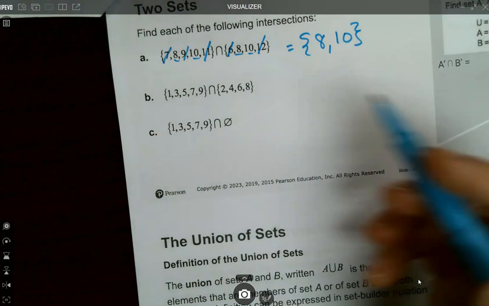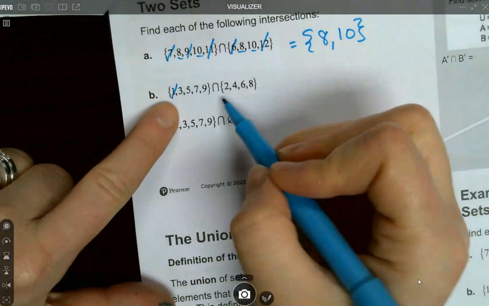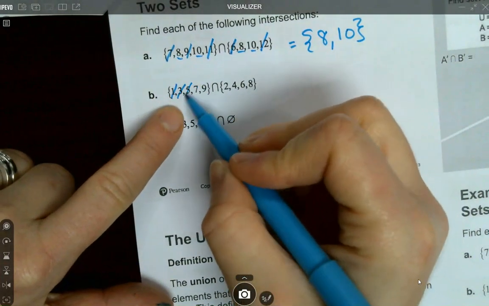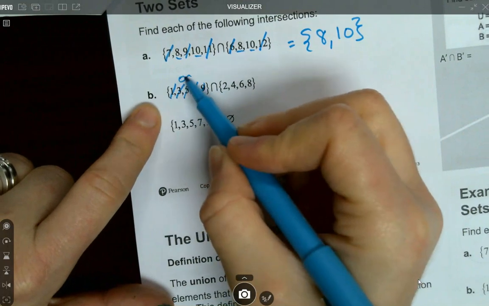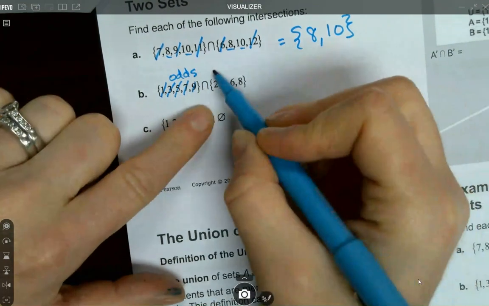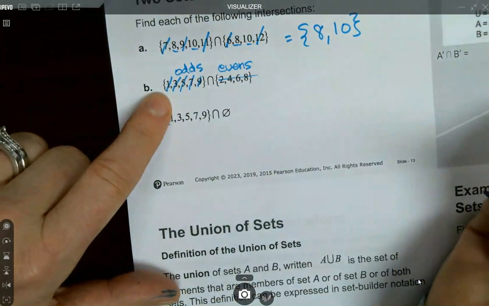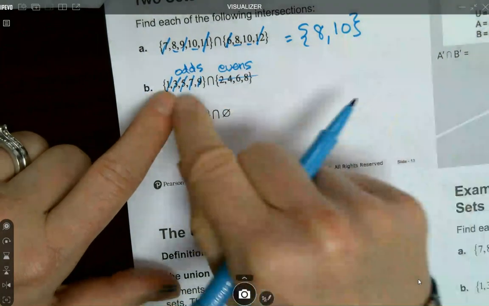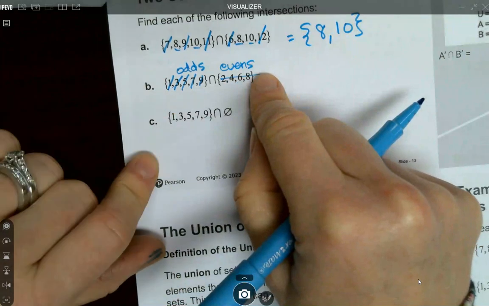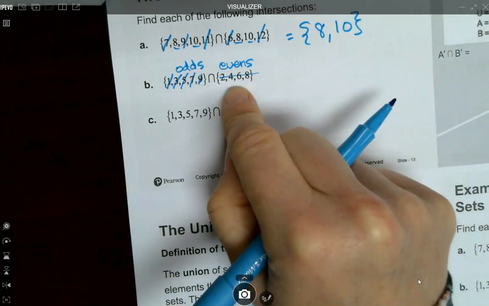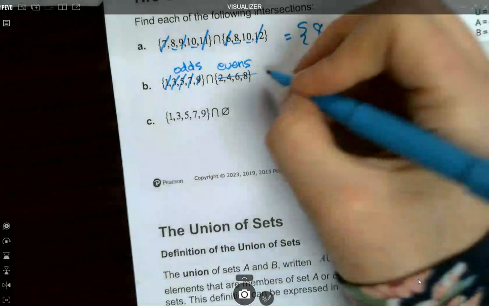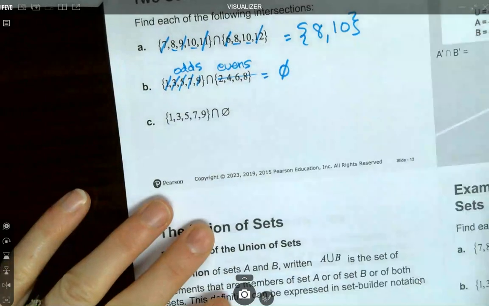And then the next one, let's see, 1, no. 3, no. 5, 7, 9. So these are odds. And these are evens. Intersection is something that's in common. There's nothing in common between the two lists. We have the list of odds, 1 through 9, and the list of evens, 2 through 8. They have nothing in common, so it's no solution.